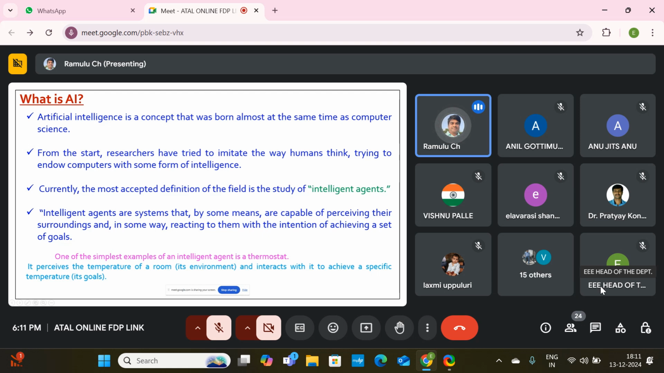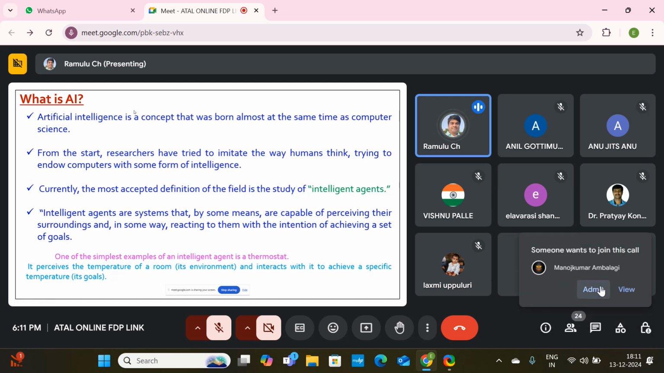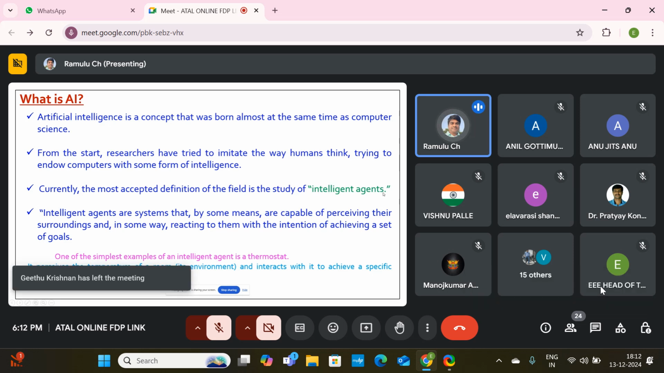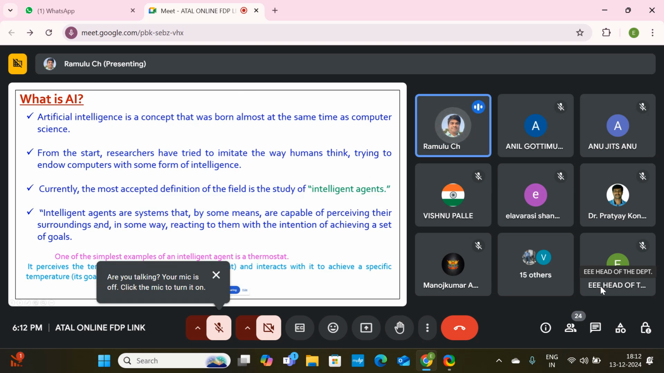What is AI, artificial intelligence, shortly AI? It is the field of study of intelligent agents. The study of intelligent agents is simply called AI. To observe the AI concept effectively, AI involves intelligent agents. What is meant by intelligent agents? Immediately you may have the doubt. Intelligent agents are systems that are capable of perceiving their surroundings and reacting to them with the intention of achieving a set of goals. So these are the intelligent agents.